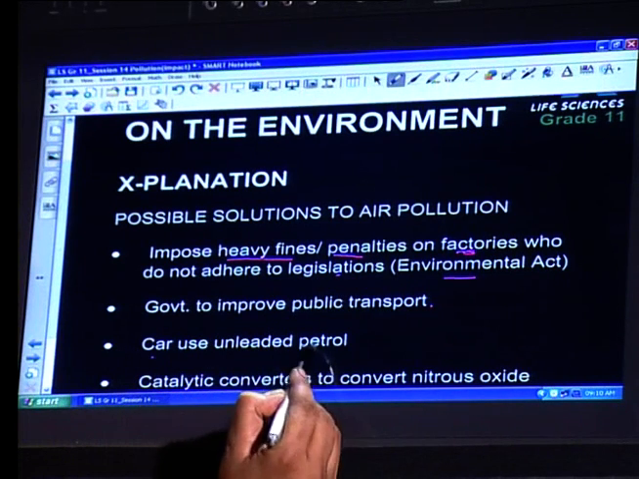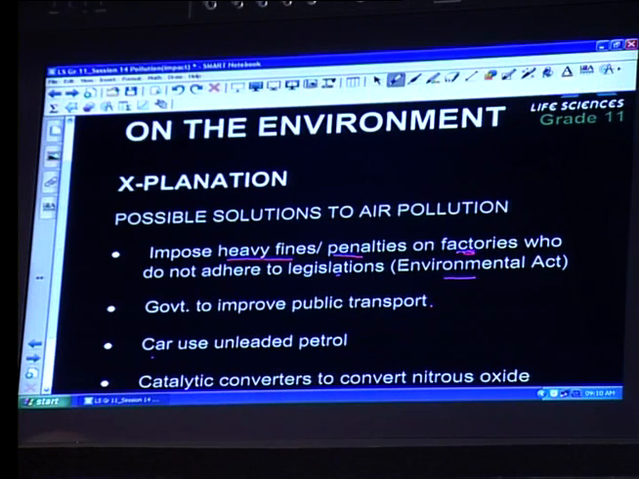Cars use unleaded petrol. This has already started in our country in 2003, whereby most of the motorists are now using unleaded petrol, because lead itself released into the atmosphere can cause cancer of the lungs. So, use of unleaded petrol.